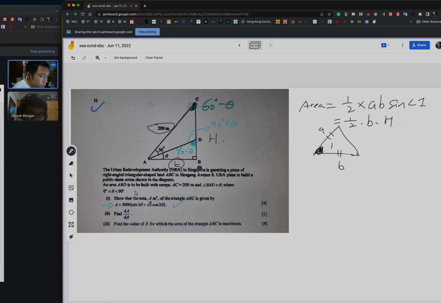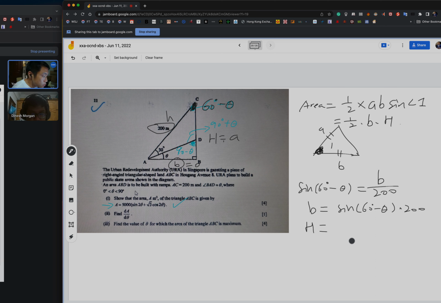How do you get the base? The base is given by, this is opposite, then this hypotenuse, so sine 60 minus theta. Opposite is your base. Hypotenuse 200. So in a way, base is equal to sine 60 minus theta times 200, right? That's the base, right? How do you get the height?